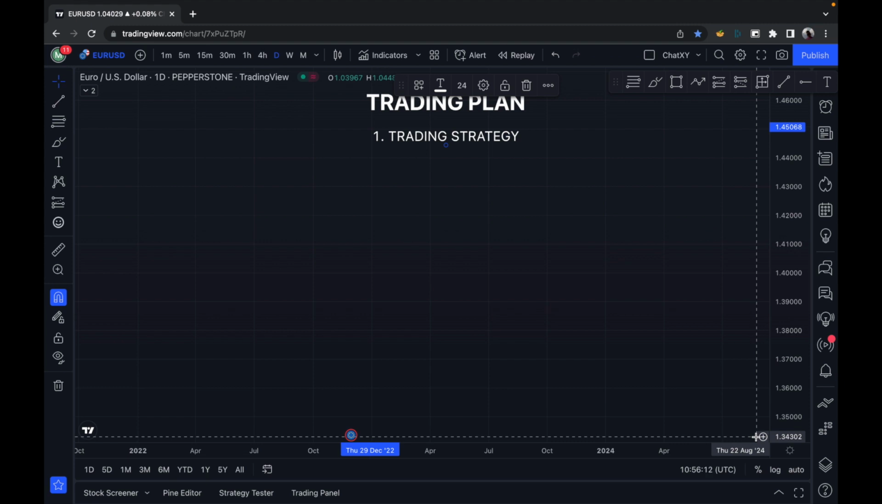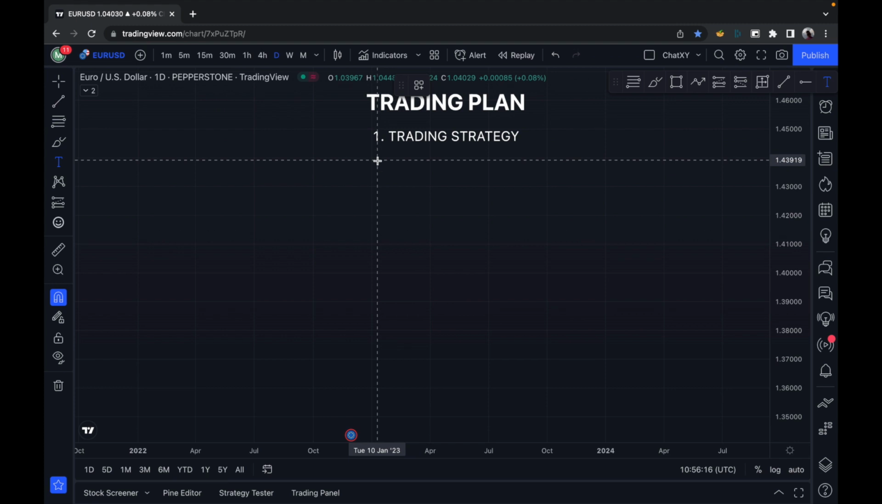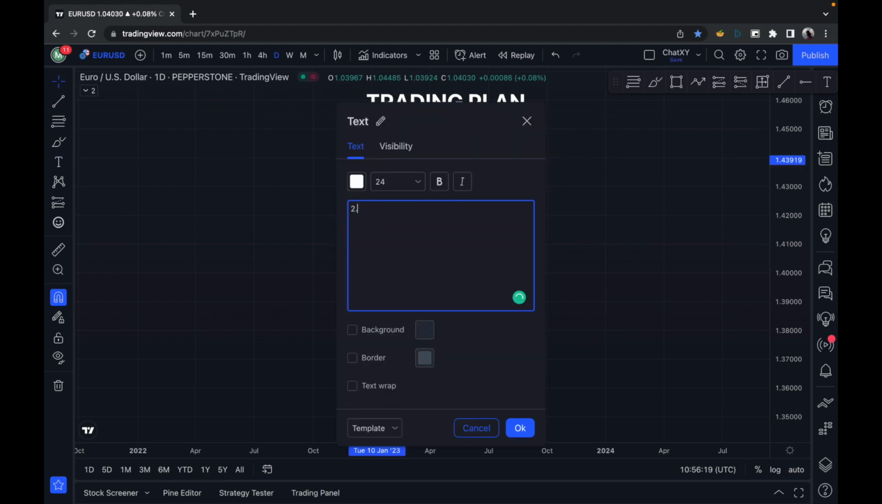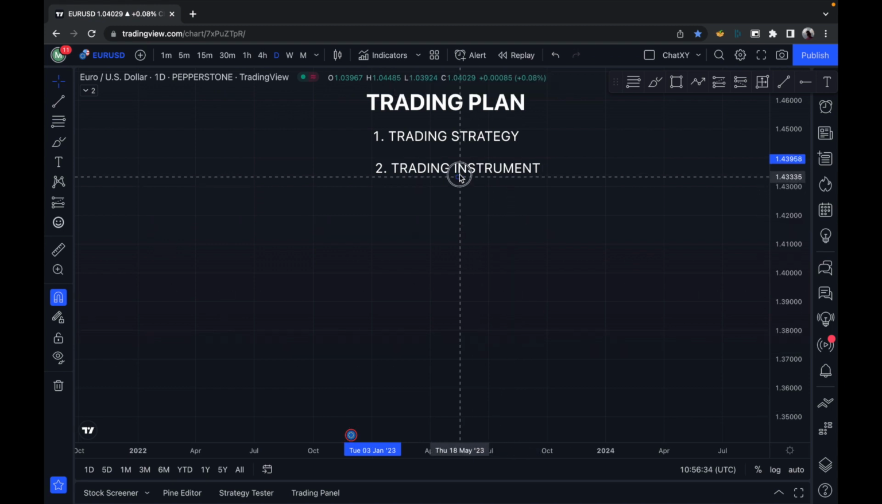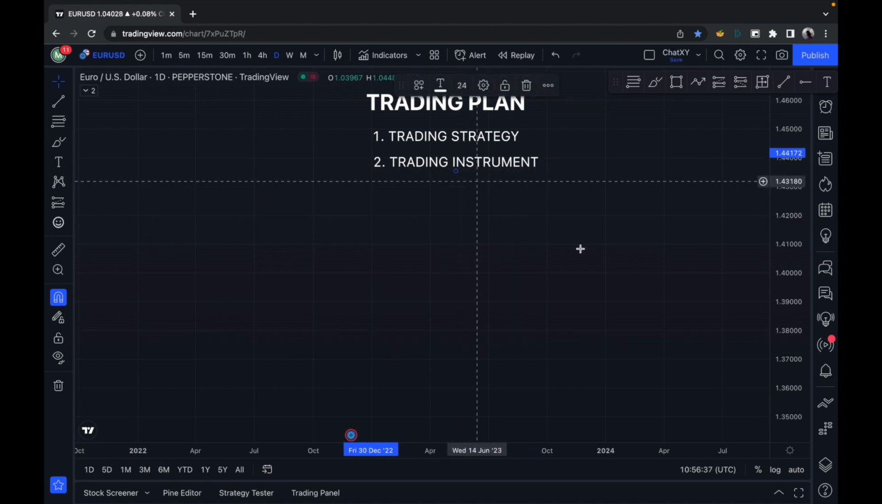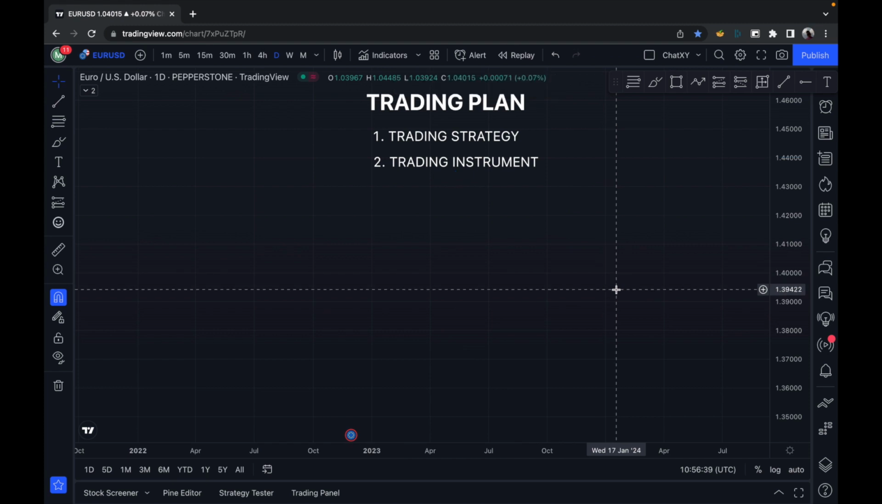Then the second point is trading instrument. Second point is trading instrument. Let me align this together. All right. So you have to know the particular instrument you trade and why you trade it.